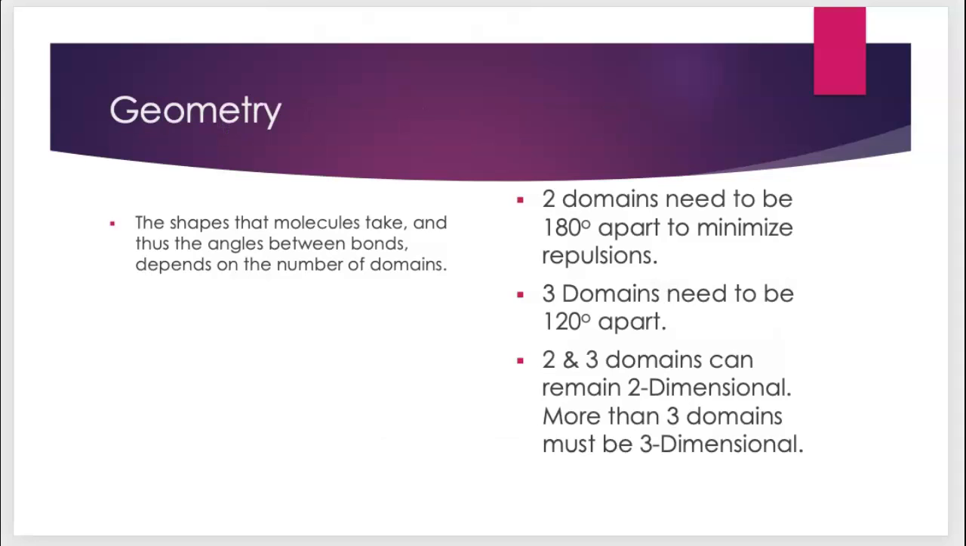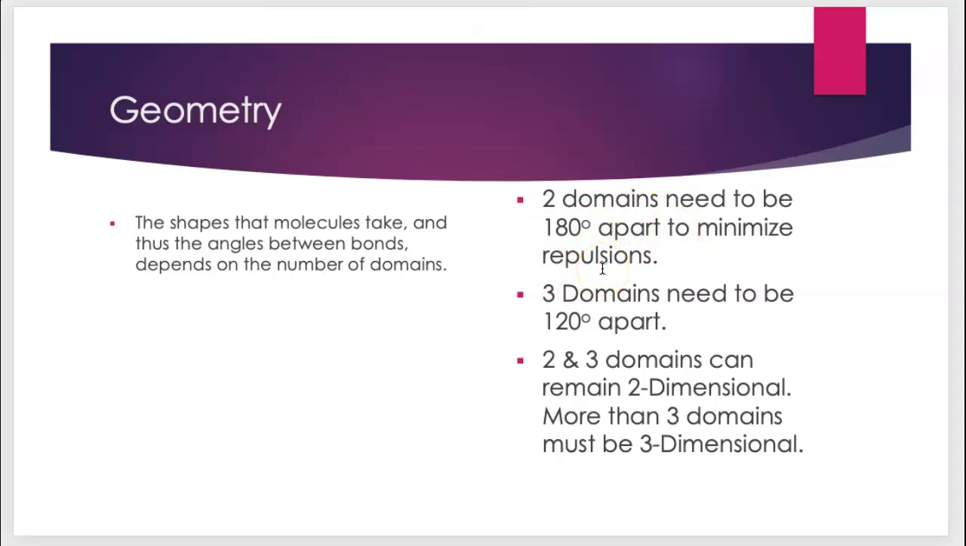All right, so first thing we have to talk about is the idea of domain geometry. Domain geometry is the basic idea of spreading out the domains as far as possible to minimize those repulsions. Again, that's really the whole basis of the VSEPR system, is this domain geometry. So if I had 2 domains, like in the example that I had up there with HCN, to keep those domains as far apart, they'd have to be 180 degrees.